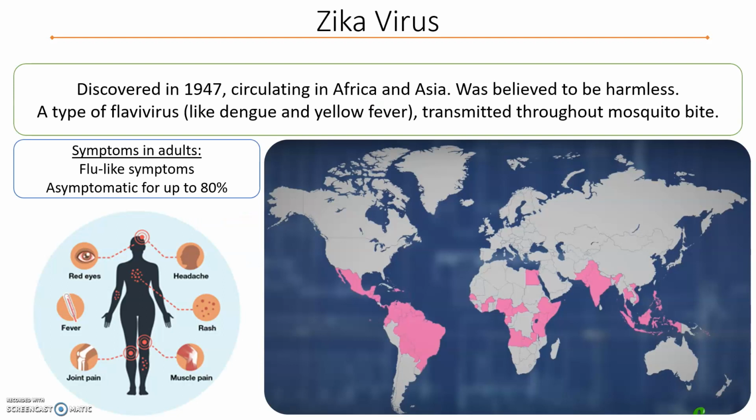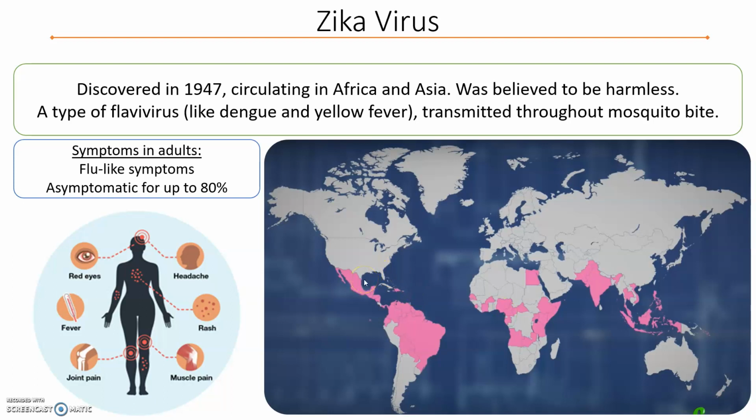Okay, I'm gonna start with the Zika virus. It was discovered in 1947 in Africa and Asia. It was believed to be harmless and it is transmitted by a mosquito. This is a type of flavivirus, which is like dengue and yellow fever. The symptoms in adults are usually flu-like symptoms, but most of the people that are infected with Zika virus do not present any symptom.